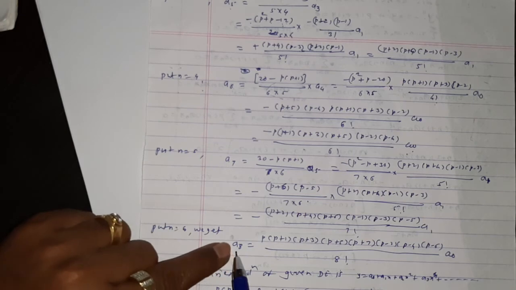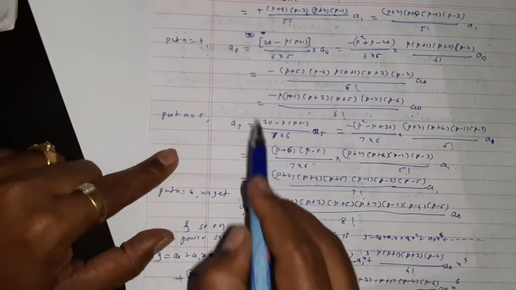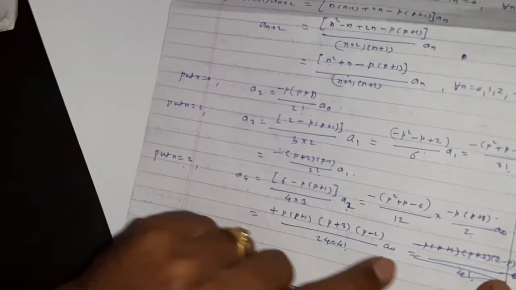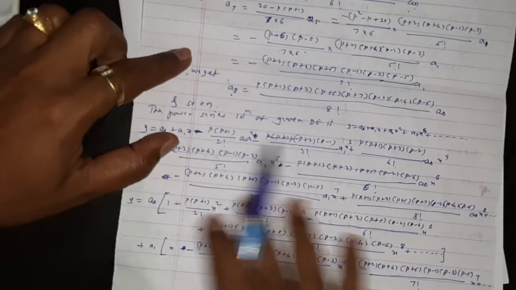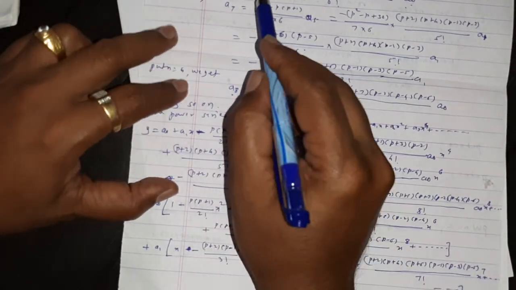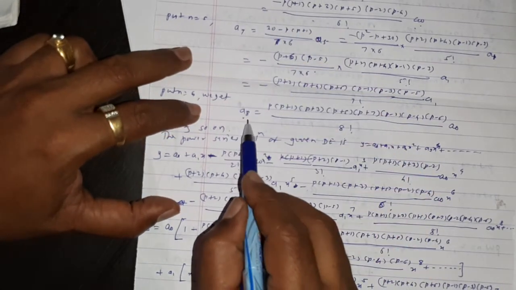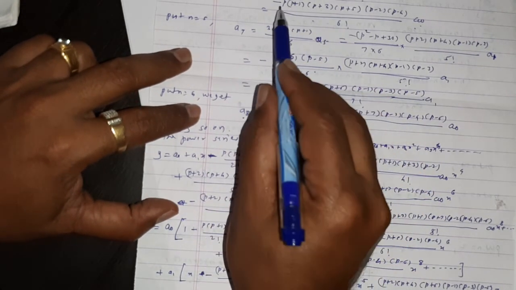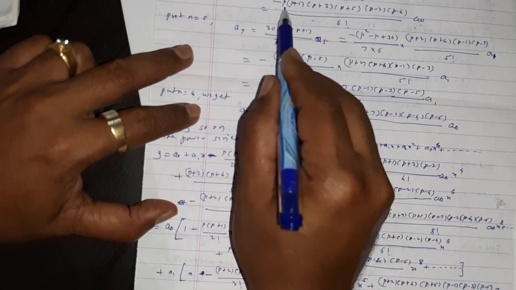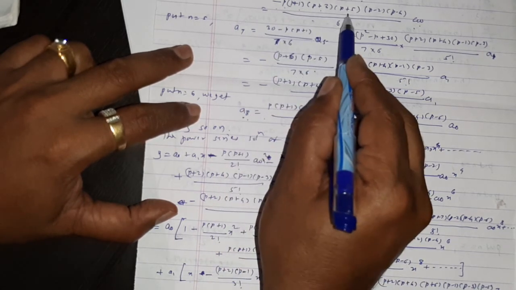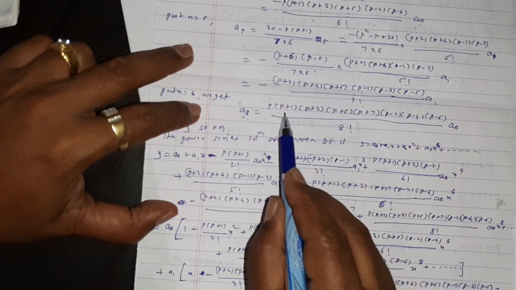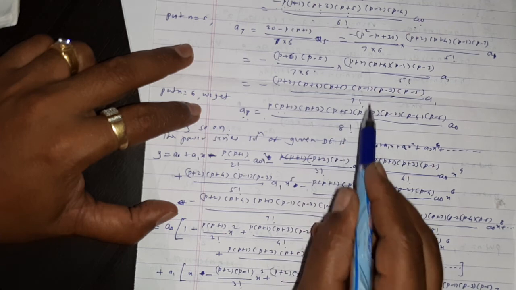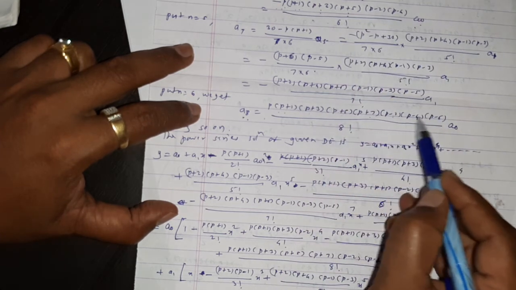Okay. So a8 is what? In similar fashion, we can write a8. What is a6 and a4? If we observe a4 and a6, then what is a4? It is p, p plus 1, p plus 3, p minus 2. So here the terms are plus, minus, plus, minus, a6 and a8. So a6 is minus, so a8 is plus, p, p plus 1, p plus 3, p plus 5, p plus 7, p minus 2, p minus 4, and then p minus 6.